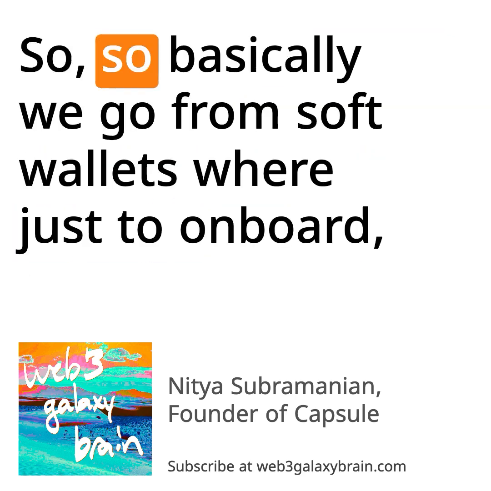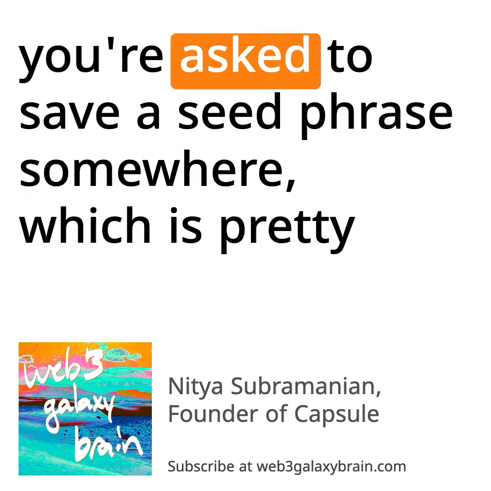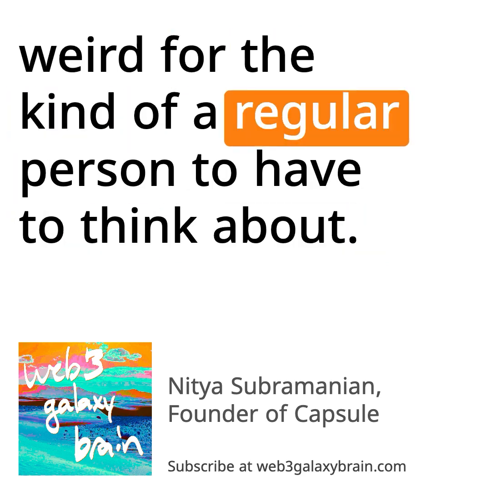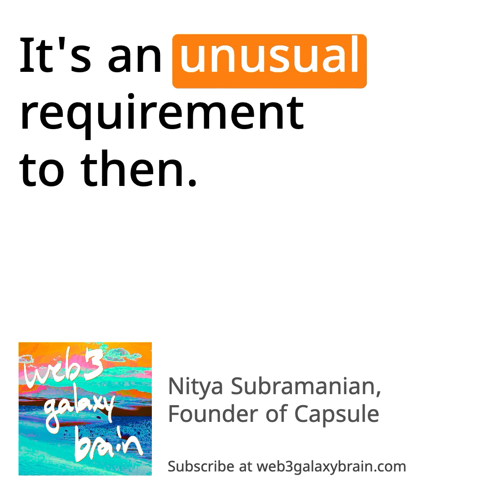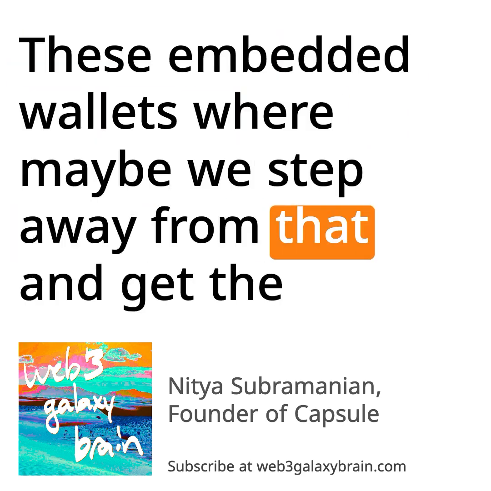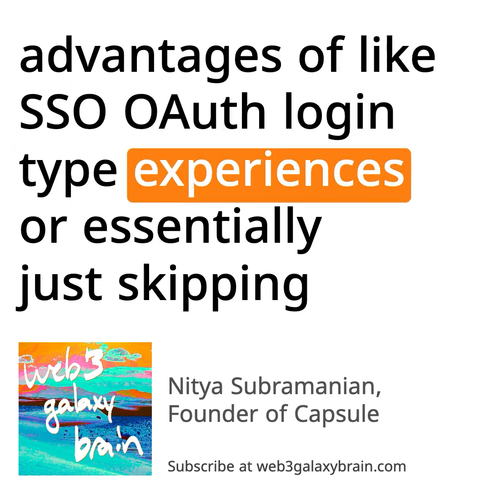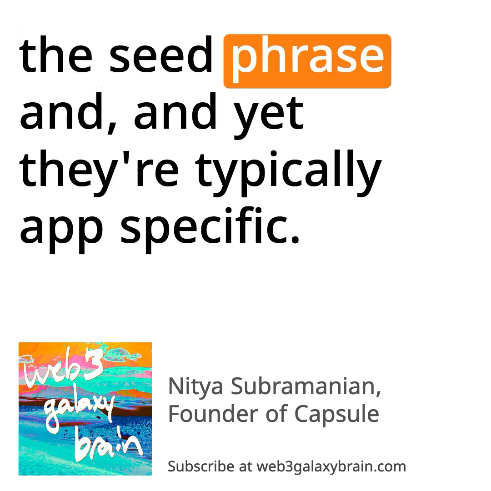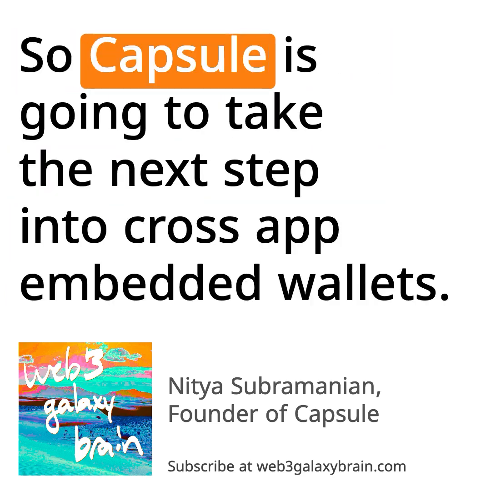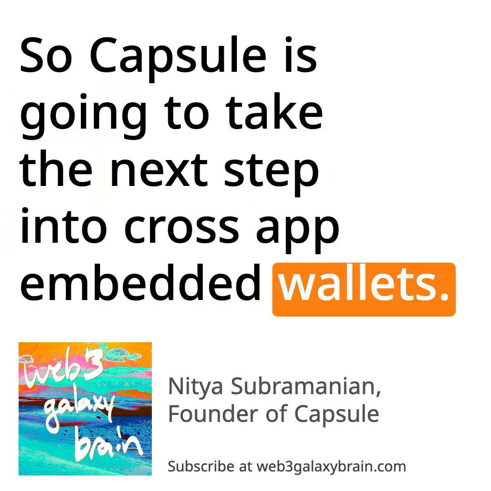That makes sense. So we go from soft wallets, where just to onboard you're asked to save a seed phrase somewhere, which is pretty weird for a regular person to have to think about, an unusual requirement, to embedded wallets, where we step away from that and get the advantages of SSO and OAuth login experiences, essentially skipping the seed phrase, and yet they're typically app specific. So Capsule is going to take the next step into cross-app embedded wallets.